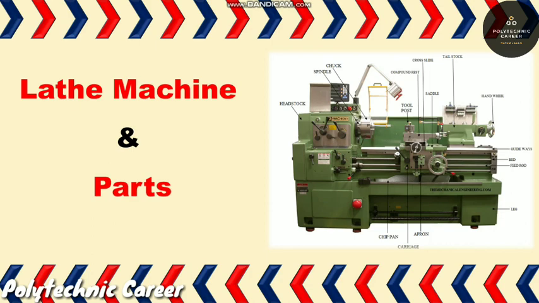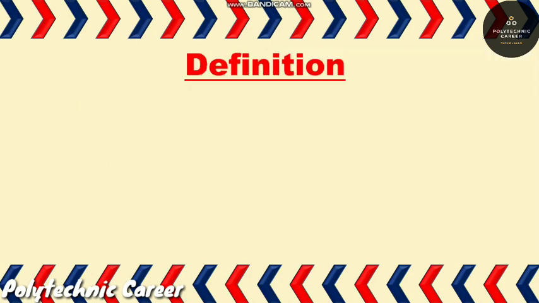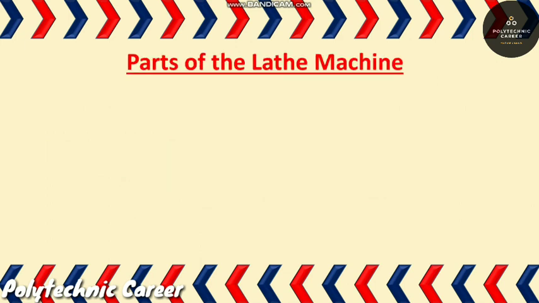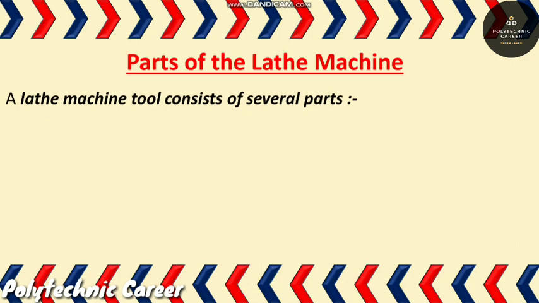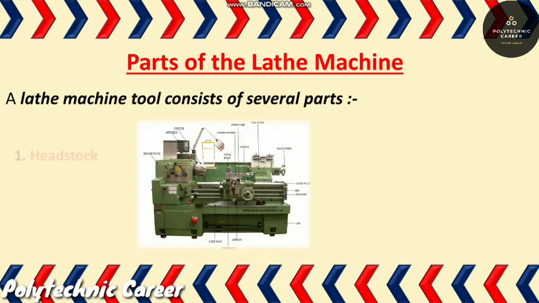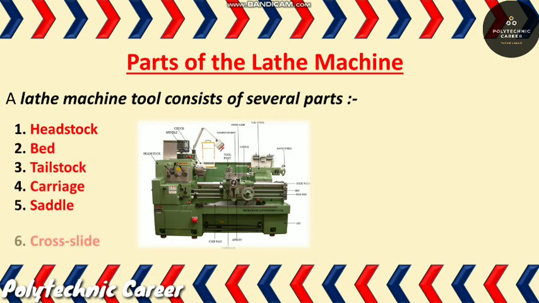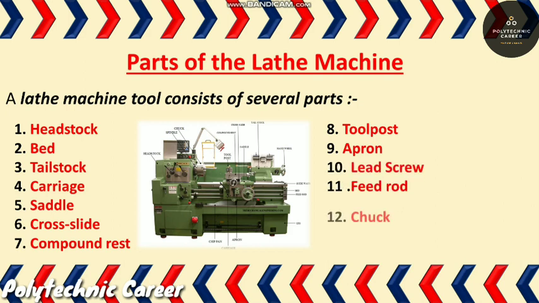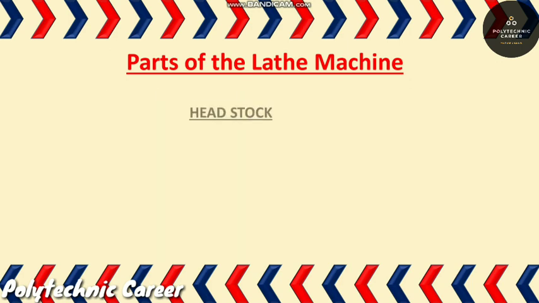In this video we will learn about the lathe machine and its parts. What is the definition of a lathe machine? A lathe machine is a machine tool that is used to remove metal from a workpiece to give a desired shape and size. Parts of the lathe machine: a lathe machine tool consists of several parts: headstock, bed, tailstock, carriage, saddle, cross slide, compound rest, tool post, apron, lead screw, feed rod, chuck, main spindle and leg.